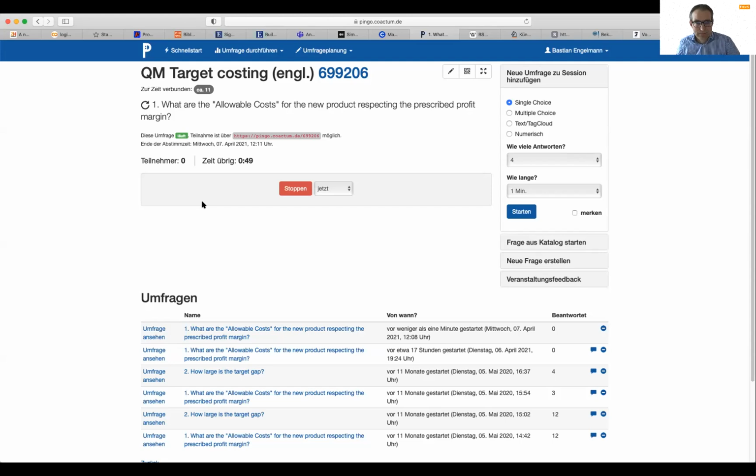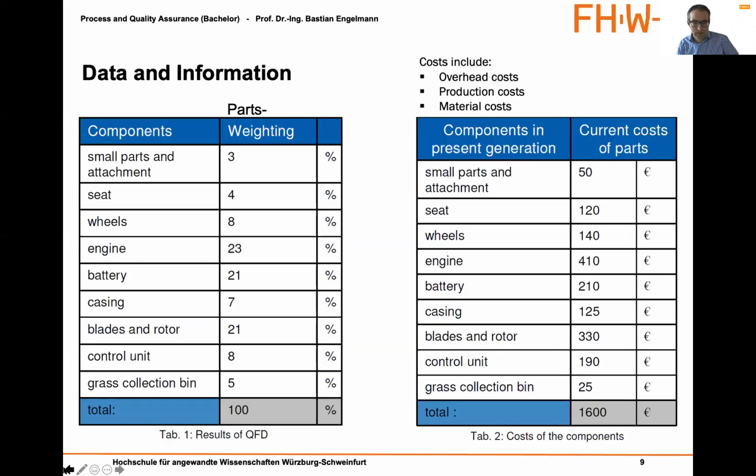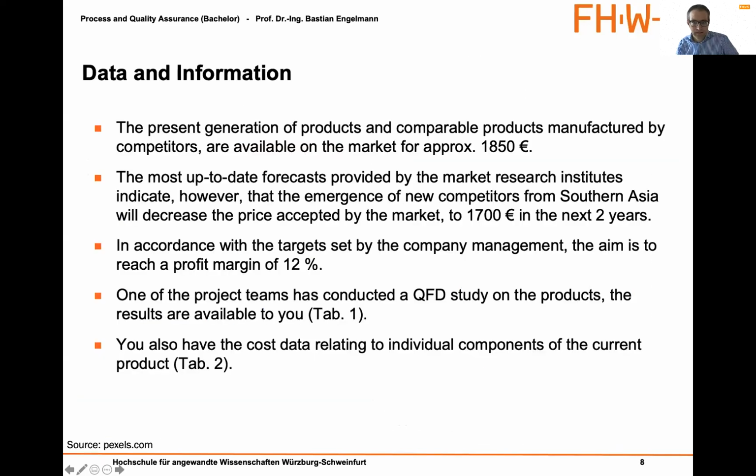Can we see the question again? Because I didn't memorize it. The question is, what are the allowable costs for the new product? Yeah, but we need to see the data, like the numbers. Yes, the data is here. Okay, thank you.